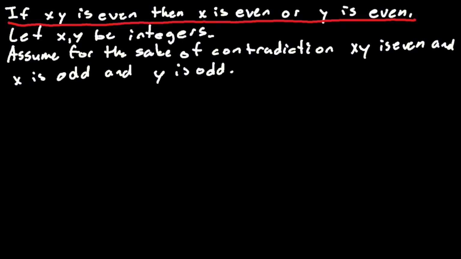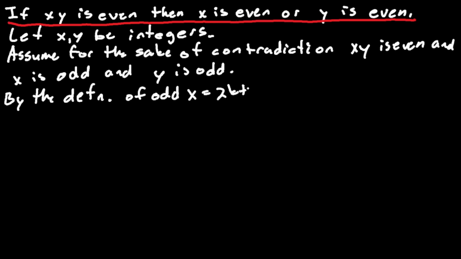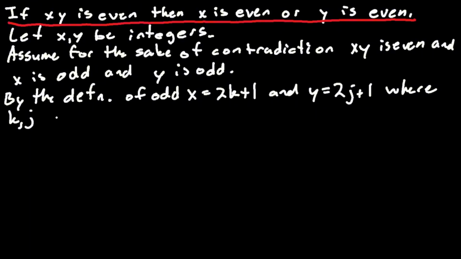What do we do? Well, there's a couple paths that we can take, right? We can define x is odd and y is odd, right? So actually, I don't think there's a couple paths. Never mind, throw that aside. But let's write down, by the definition of odd, x is equal to 2k plus 1, and y is equal to 2j plus 1, where k, j are integers.